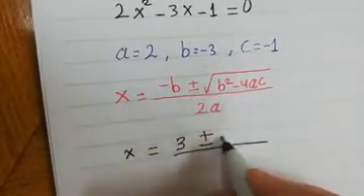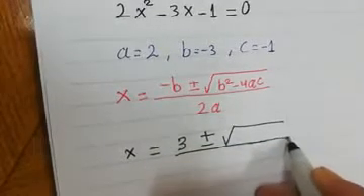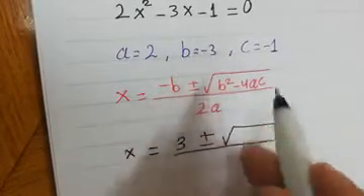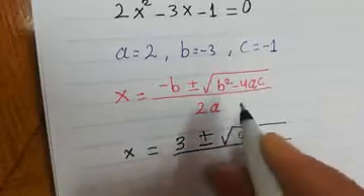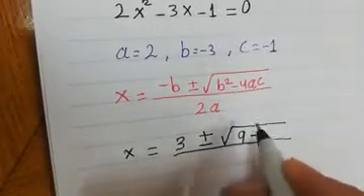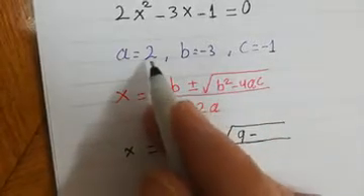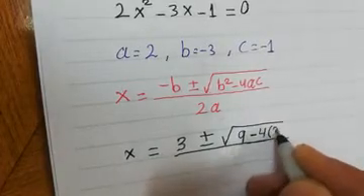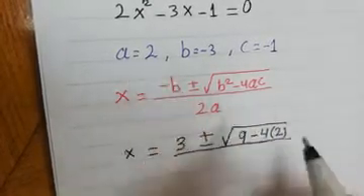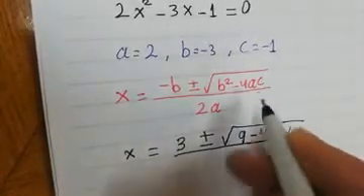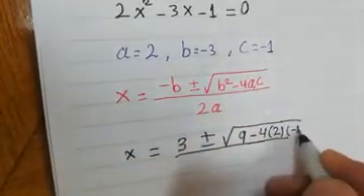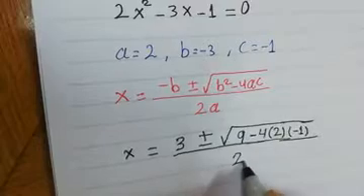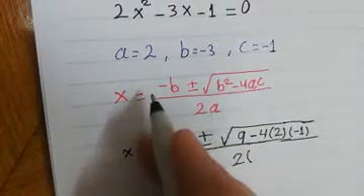the square root of, you can directly find b squared, which is negative 3 squared, negative 3 multiplied by itself, it will be 9, minus 4 multiplied by a, which is 2, multiplied by c, which is negative 1, divided by 2 times a, which is 2.